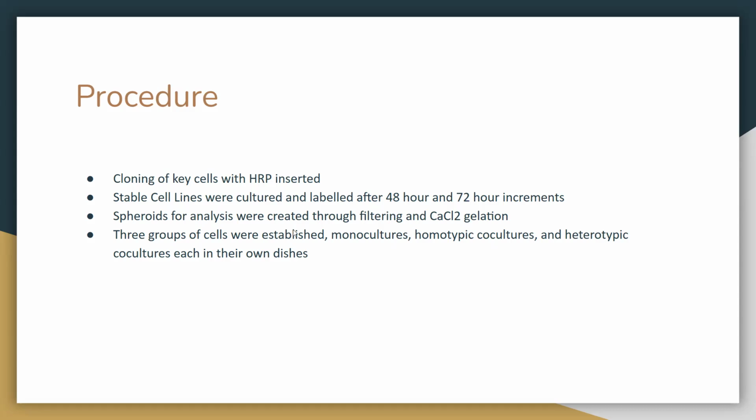Once they had done all of this and prepared all of the samples, they took another step where they took 3 groups of cells and established a monoculture, a homotypic co-culture, and a heterotypic co-culture, each in their own dishes, so that they could get 3 different levels of interaction.